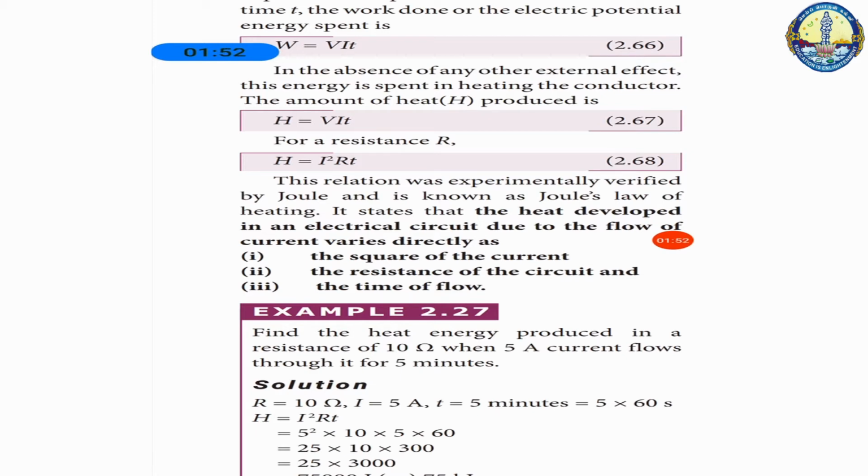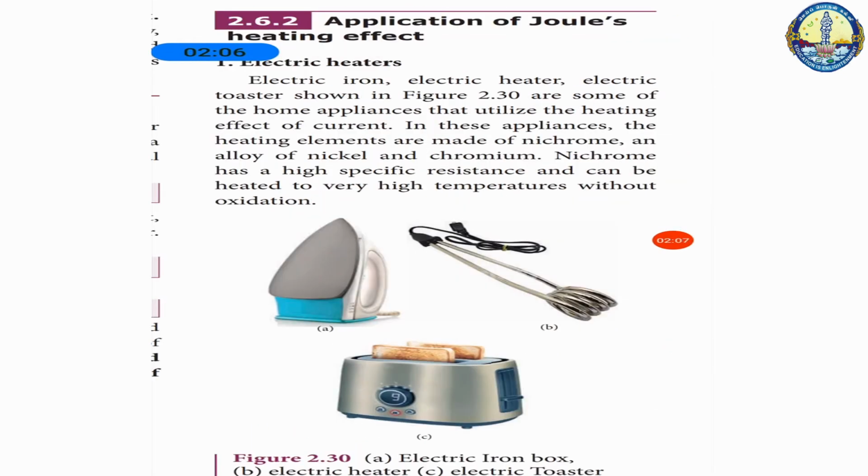It states that heat developed in an electrical circuit due to the flow of current varies directly as the square of the current, the resistance of the circuit and the time of flow. Here are some applications of Joule's heating effect: electrical heater, electrical iron box, electric toaster. These are all applications we use in our daily life.